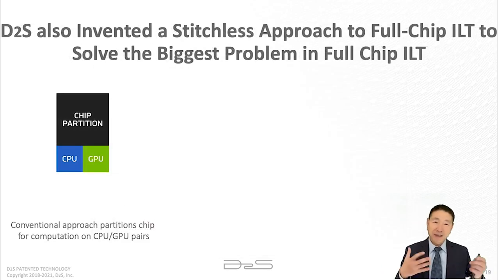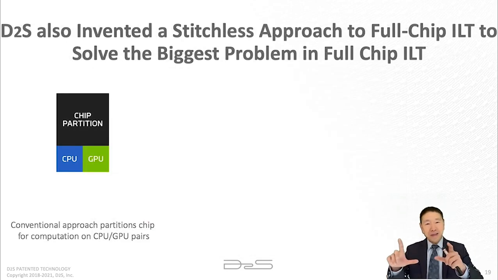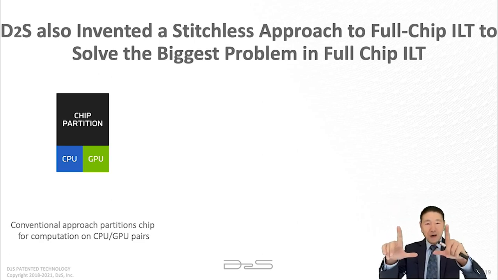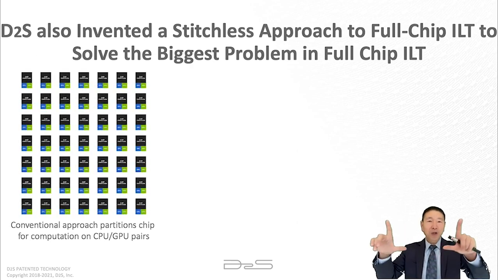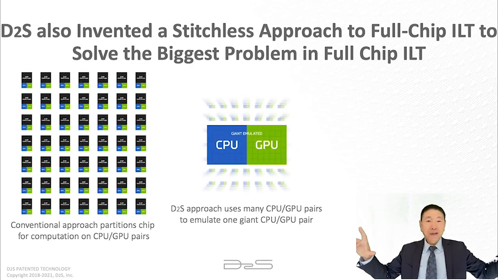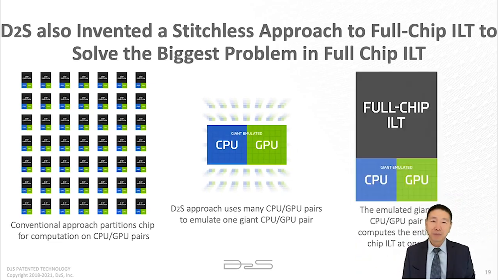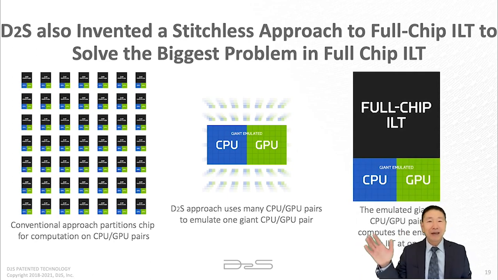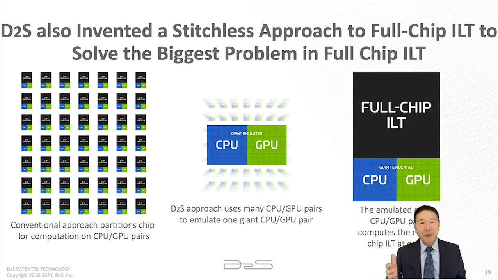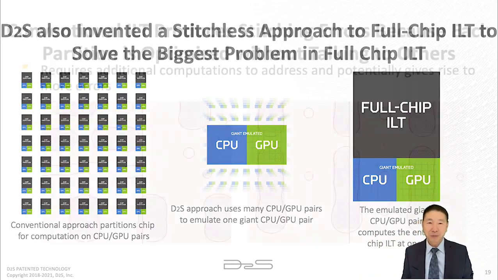Then how to solve the stitching issue? As you can imagine, a GPU is doing the parallelization, and we can solve a certain area. So if you can imagine you have a virtual gigantic GPU, then the area is so large that it will cover the full chip. So that's the basic idea that D2S came up with to solve the stitching issue.